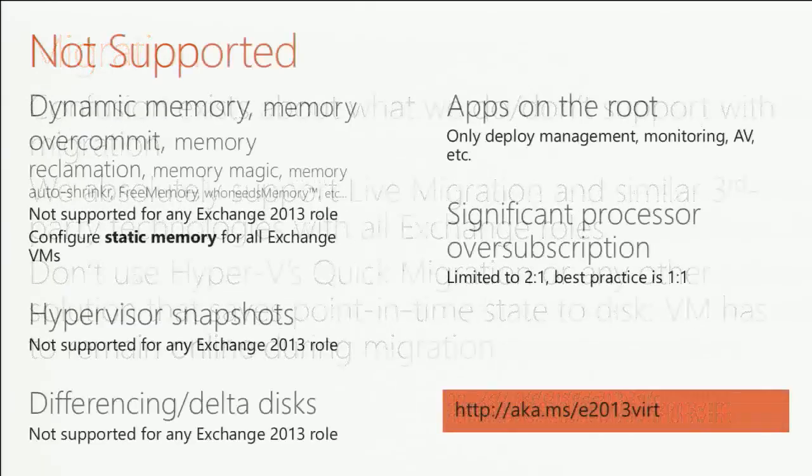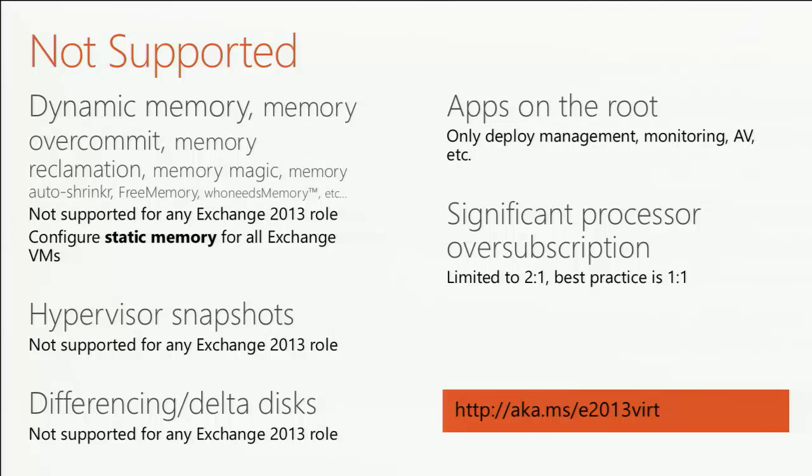So, not supported: do not use dynamic memory, memory overcommit, any technology that does funky things with memory behind the scenes. We don't support it. Exchange really hates having memory taken away from it behind the scenes. It really does not like it. And so we do not support it, period, for Exchange 2013. Our best practices guidance says it's not supported. VMware's best practices guidance for deployment with Exchange says don't use it. So please, do not use it.